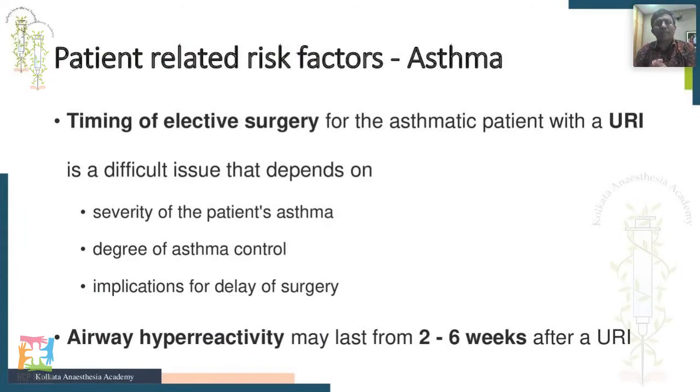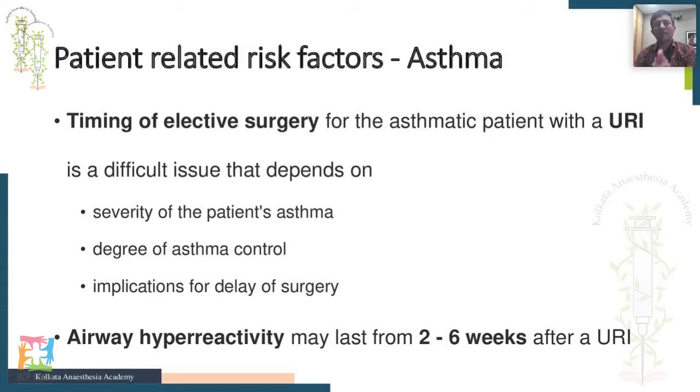As I said, infection. The timing of elective surgery for an asthmatic patient with an upper respiratory tract infection is difficult. It will depend upon the severity of the patient's asthma. If it has gone bad, I think this is very intuitive. If the person is wheezing and is not doing well, then you need to optimize before taking them to surgery. So that's a risk factor. The degree of asthma control and the implications of delay of surgery need to be factored in there, because how long can you wait? If it is intermediate acuity or even high acuity, how long can you wait?